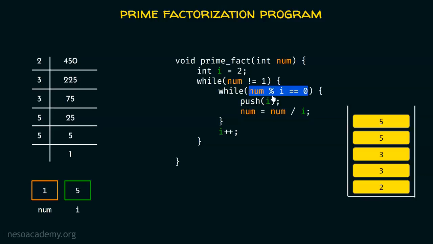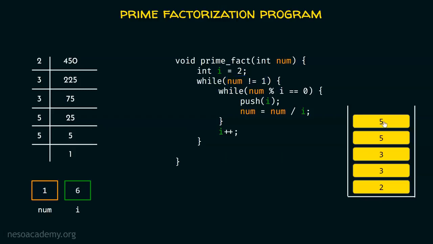Now we'll check this condition. Is num mod I equal to 0? This is 1. 1 mod 5 is not equal to 0. Therefore, we'll get outside of this while loop. We'll increment the value of I by 1, right? And now we will check this condition. Is num equal to 1? You can see that num is equal to 1. Therefore, we will get outside of this while loop, right? And the execution is done.